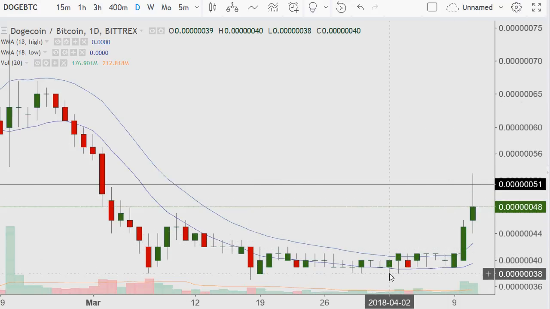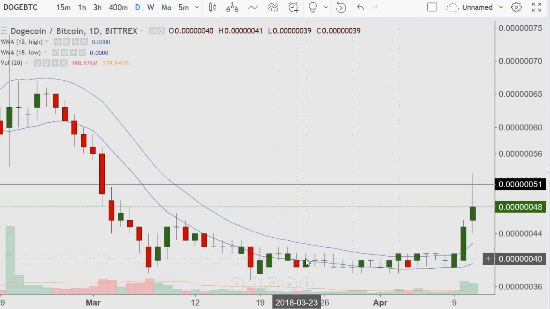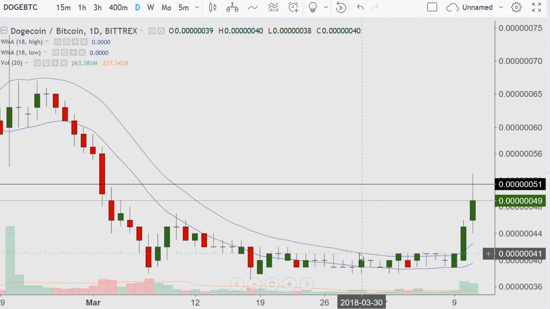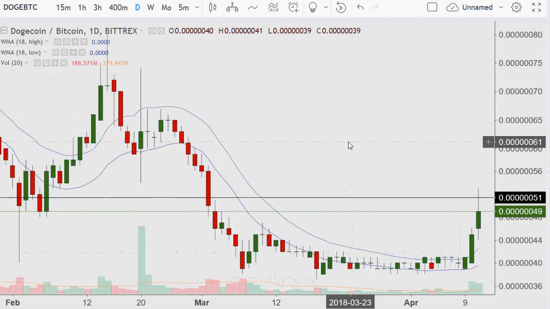or 8% during this entire going sideways move. So unless you were able to always pick away at it, like buy at 38, maybe 39 and sell at 41, there really wasn't much you could do.